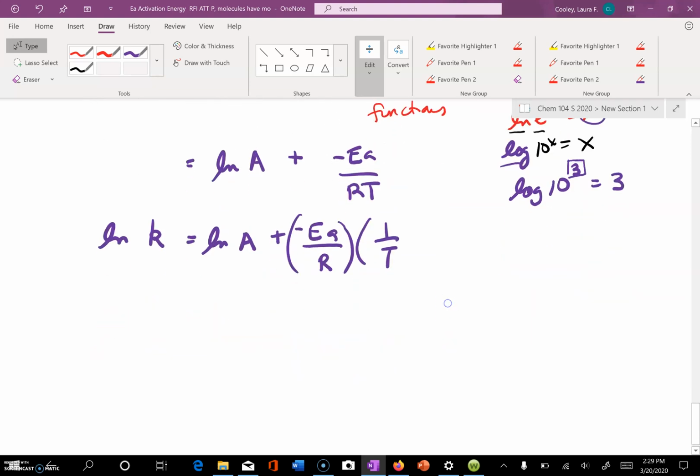All right, so what we've done here is we have linearized the Arrhenius equation. And let me explain what that means.